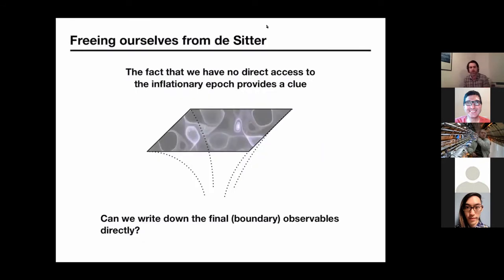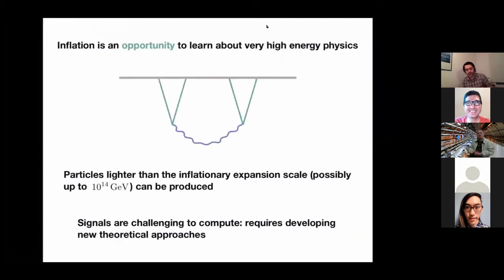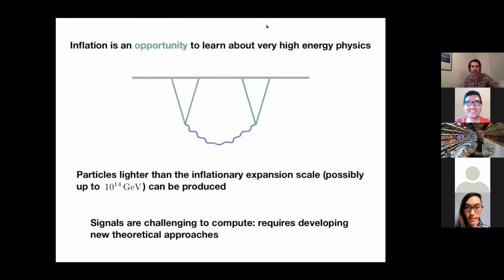Okay. Before going on, can I ask a very simple question? Can I go back to the previous slide? Yeah, please do. So you're saying particles lighter than the inflation expansion scale can be produced. Yes. Do they have the same rate for different masses? I mean, what's the effect? Well, I have the impression that if the particle mass is close to the Hubble constant, then the effect will be very large. And if it's much lighter, it's still observable.